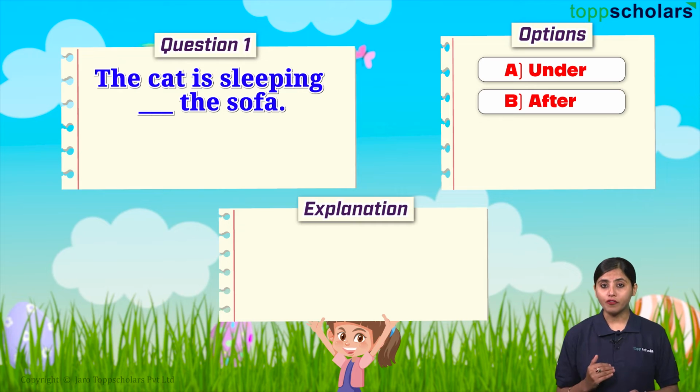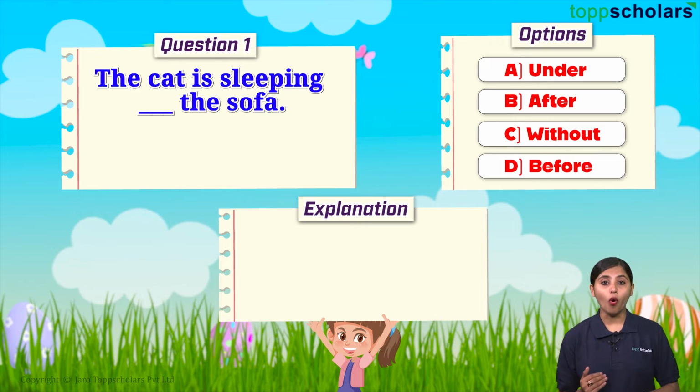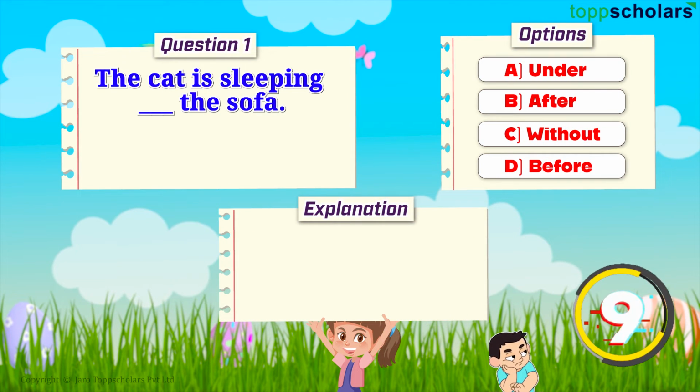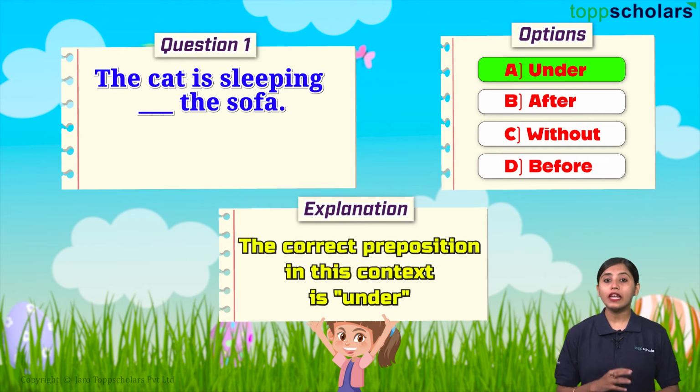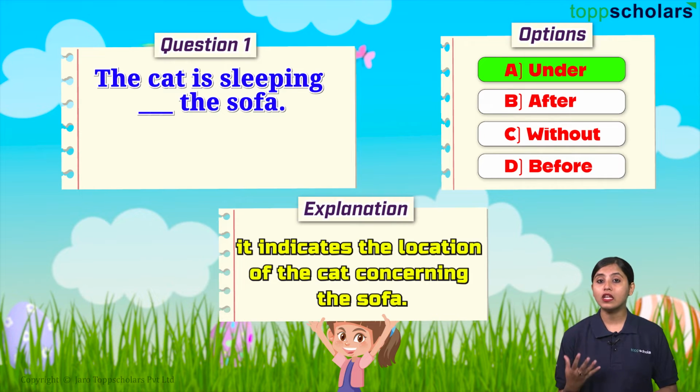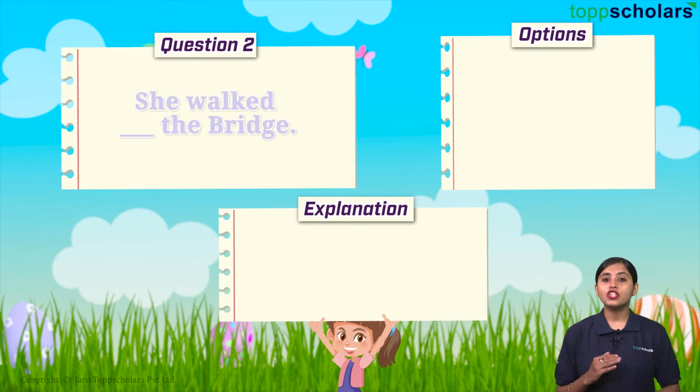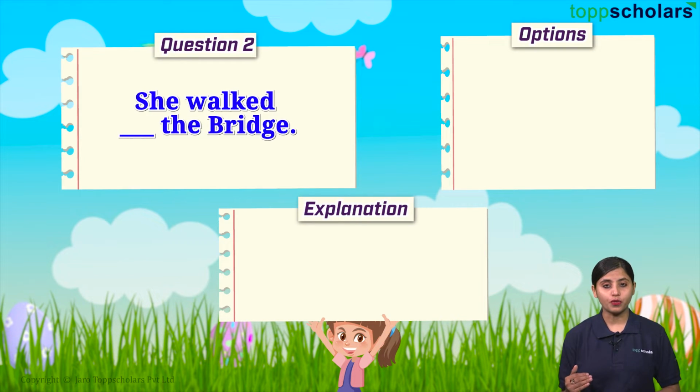Under, after, without, before. Answer: under. The correct preposition in this context is under because it indicates the location of the cat concerning the sofa. Second, she walked dash the bridge.